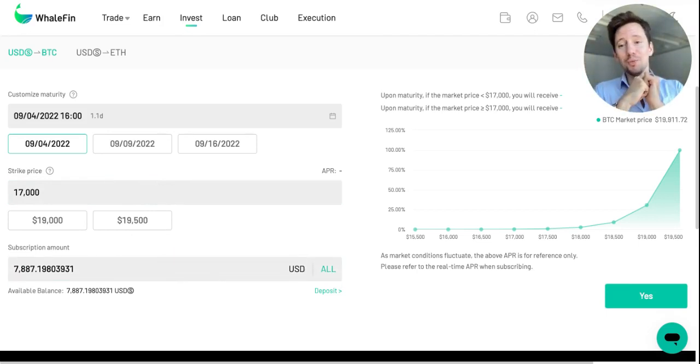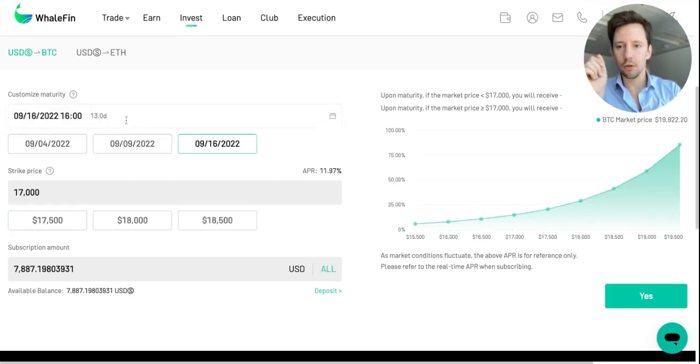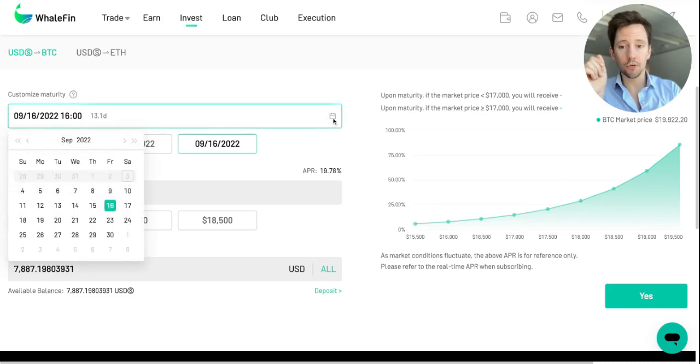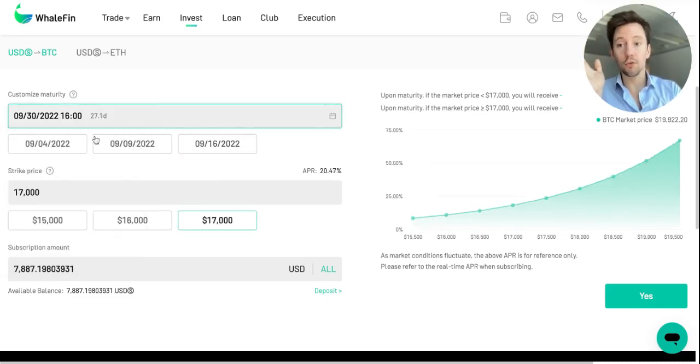If you look a little bit above, you see that there's a new component added in, which is you now have to choose a maturity date. And you can see some defaults offered here, like 1 day out or 6 days out or 13 days out, or you can go on the calendar and choose, let's say the 30th of this month, so about a month out.